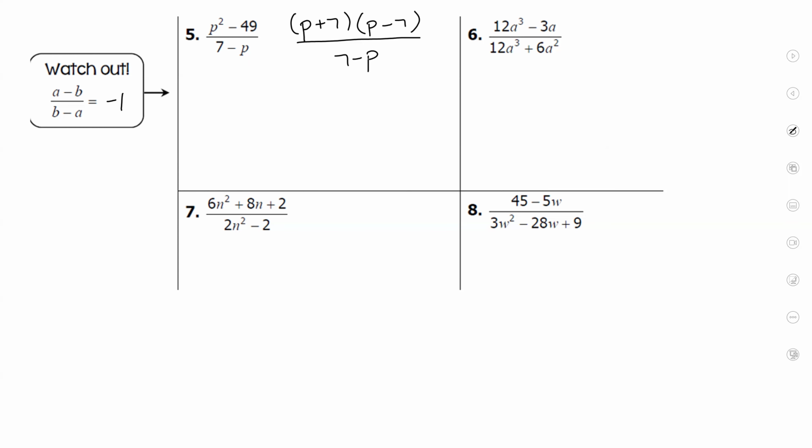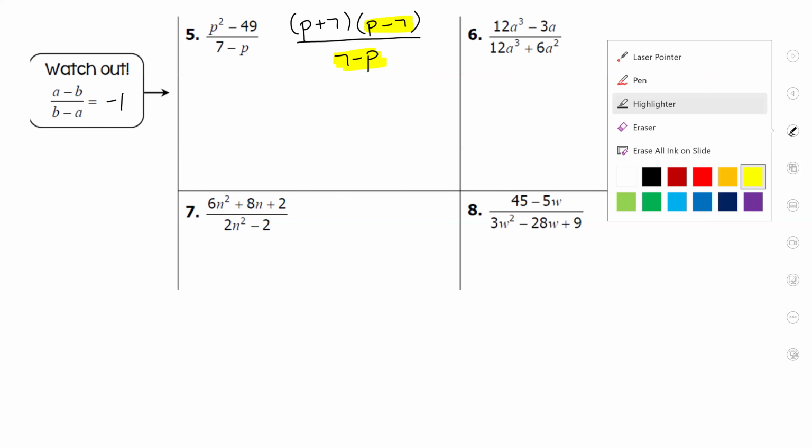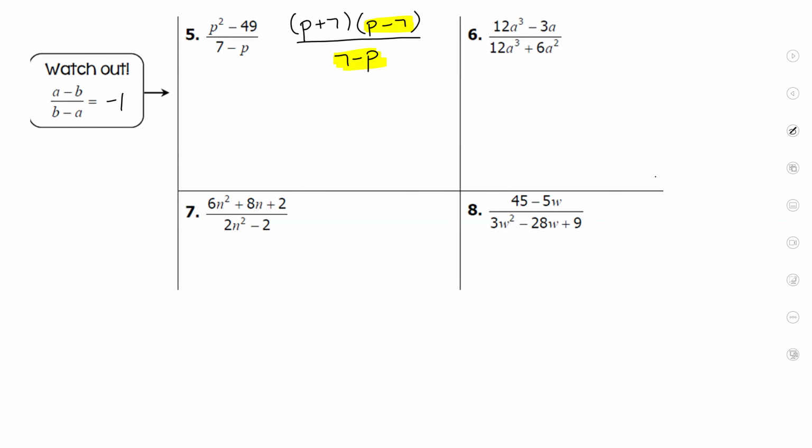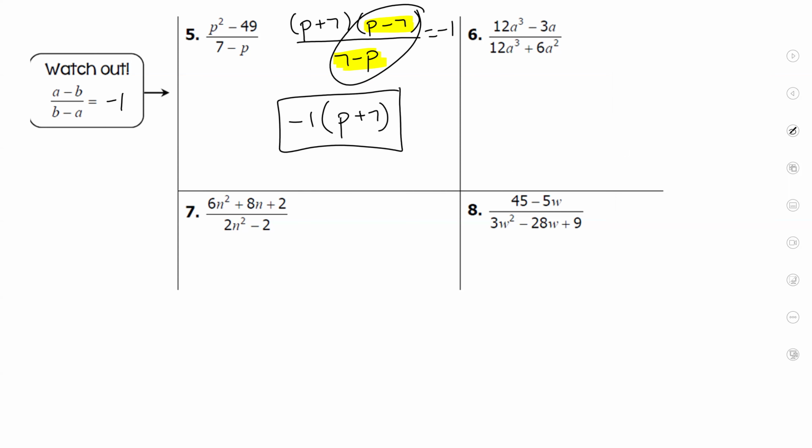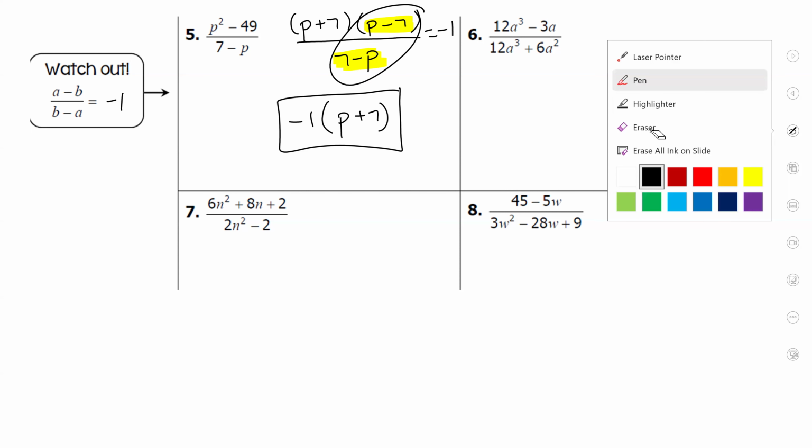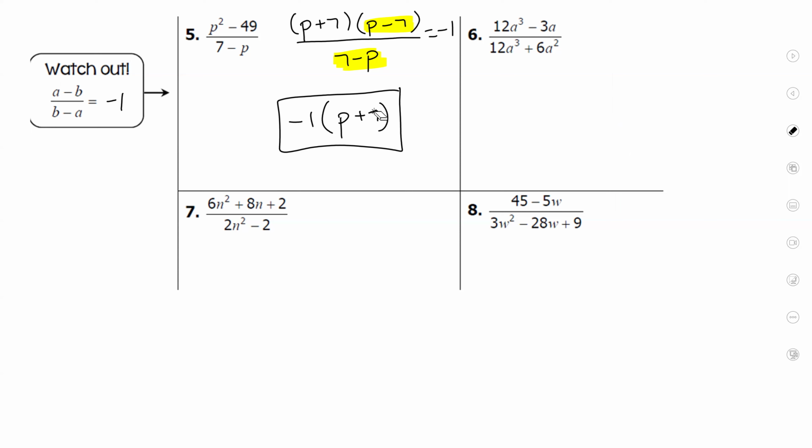They are saying that when you have a p minus 7, and then it's backwards, 7 minus p, it'll equal negative 1. So they're saying that the answer to this, this right here, is just negative 1. So you have negative 1 times p plus 7. This is what they're saying the answer is. Let me show you why really quickly. That's the rule. Let me show you the reason why.